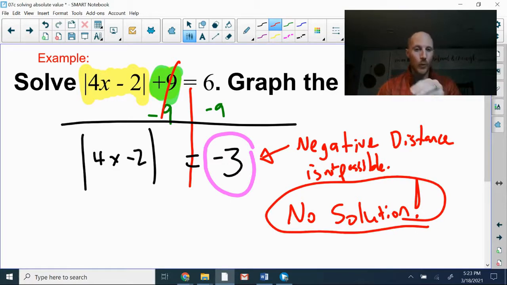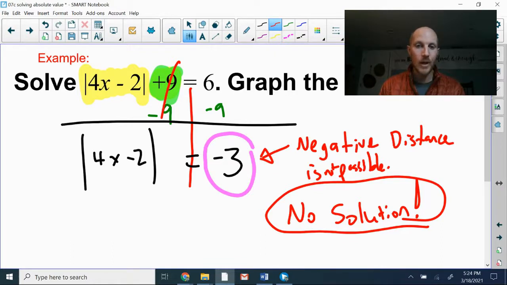Okay, so if we were to continue with the other steps in the process, we would get some solutions. X equals this, X equals that. And those solutions are extraneous, meaning they don't actually make the original equation work. We can look at that in a little bit. But the main thing we're looking for is get that absolute value isolated.